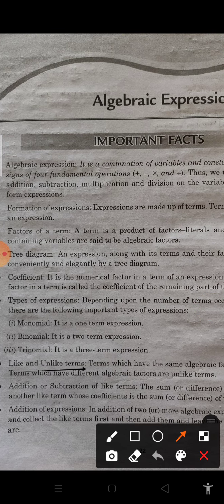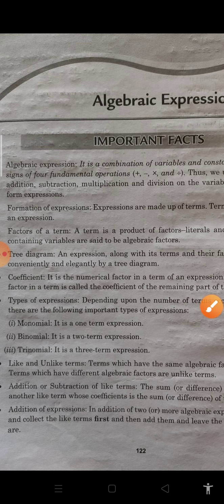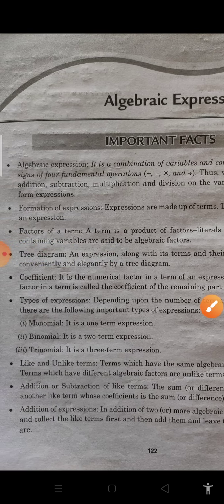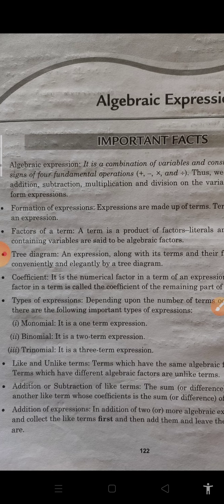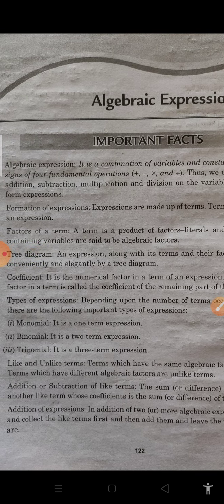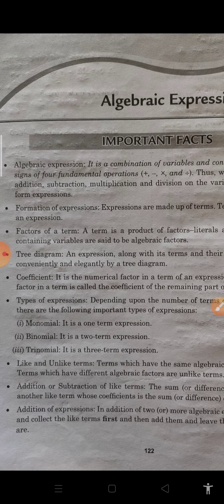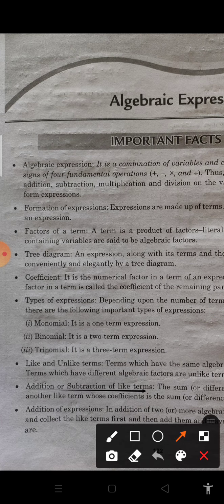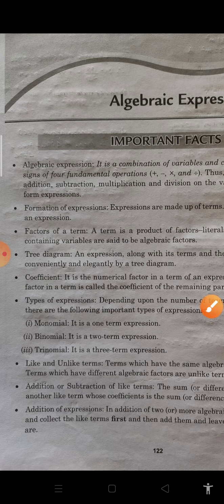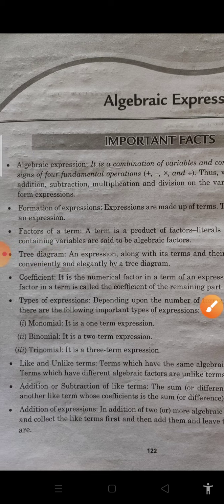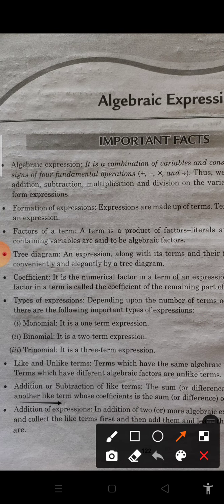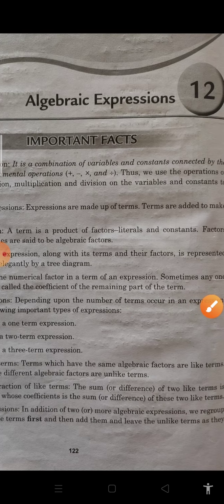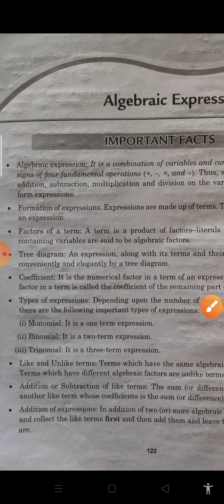Now like and unlike terms. Terms which have the same algebraic factors are like terms. Terms which have different algebraic factors are unlike terms. Same algebraic factors make like terms and different algebraic factors make unlike terms. Addition or subtraction of like terms: the sum or difference of two like terms is another like term whose coefficient is the sum or difference of the coefficients of these two like terms. So we add or subtract only like terms.